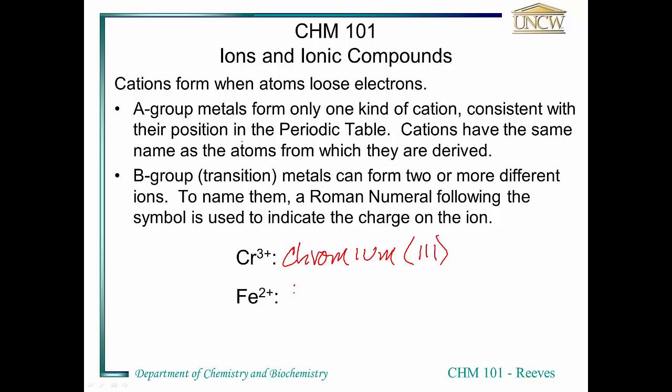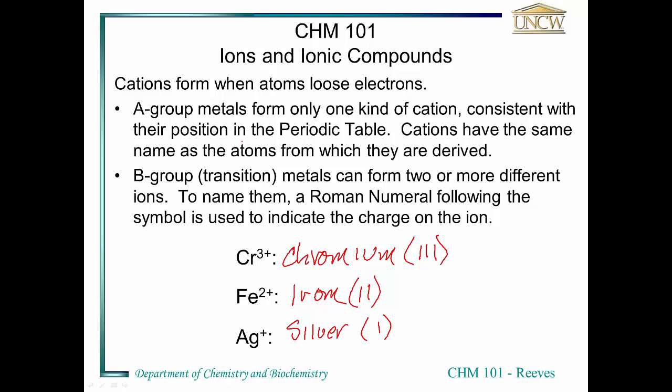This is iron, and its charge is 2. So in parentheses, I write the Roman numeral 2. And finally, we have silver, and this is going to be silver(I). Now, silver only forms the +1. And in fact, other transition metals only form one kind of ion.